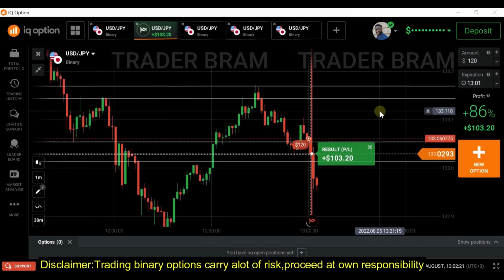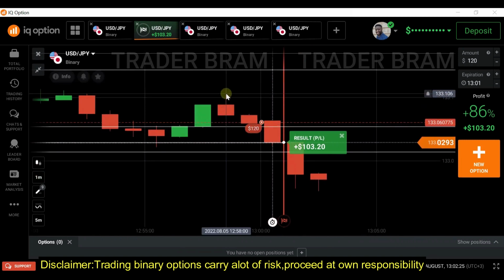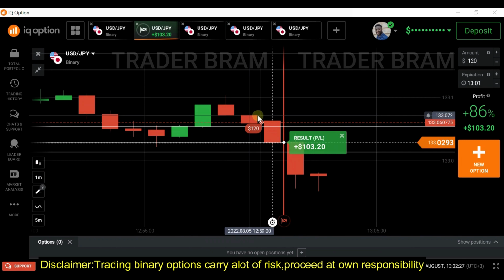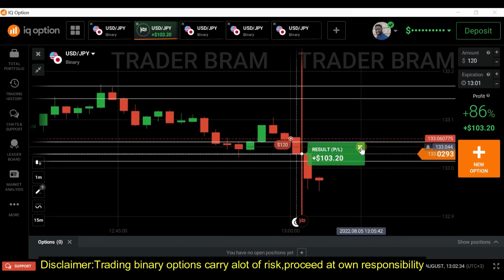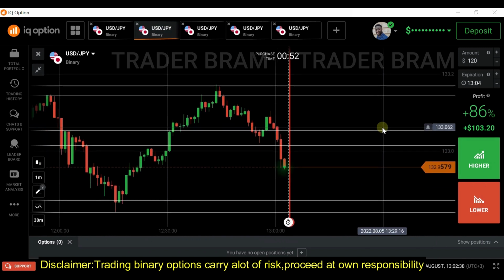Same scenario here. I expected the buyers to push the market up, but instead we got a seller's candle. The next candle, again, was a seller's candle, so I expected the next candle to move down and at least try and break this support and resistance level. So those are my trades.